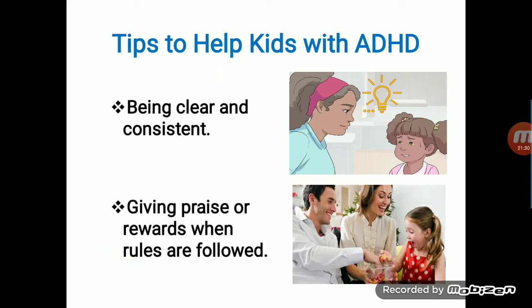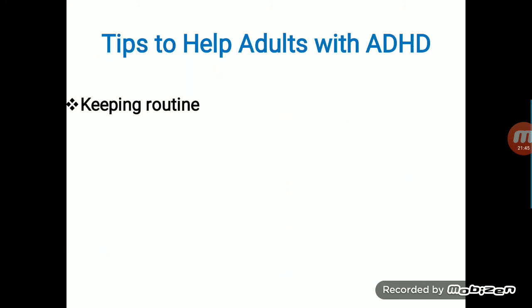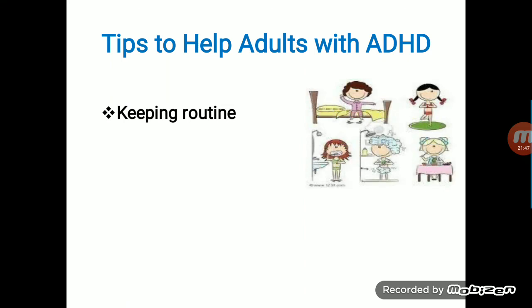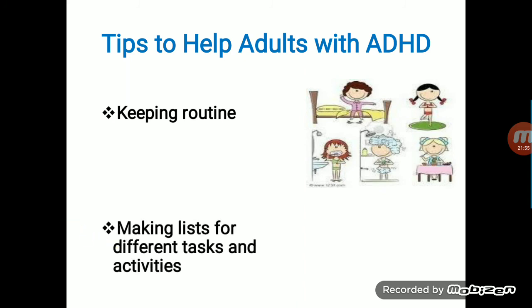This we already discussed. We have to always praise and give a reward to a child whenever he or she follows the rules, in order to improve their behavior, or in order to encourage their desired behavior. And the next one is keeping a routine. This we already discussed, right? We have to always keep a routine, so that the child may go on the track, or may not lose his or her attention.